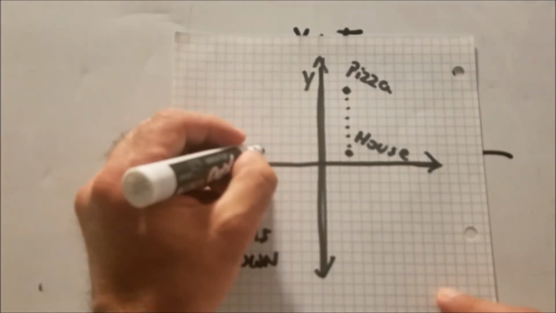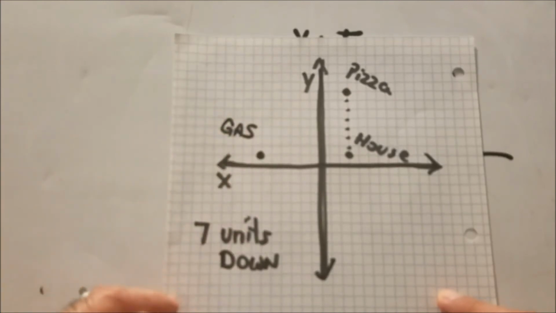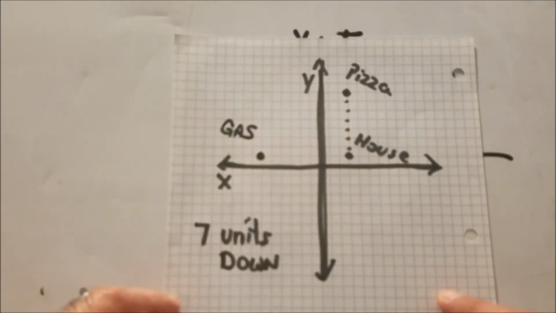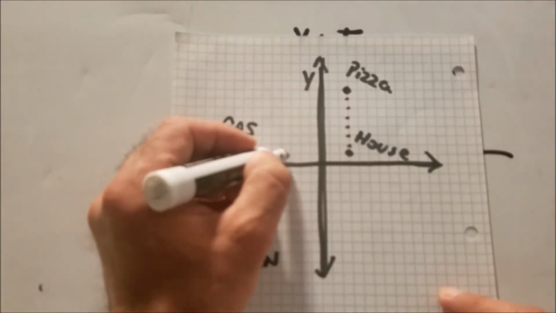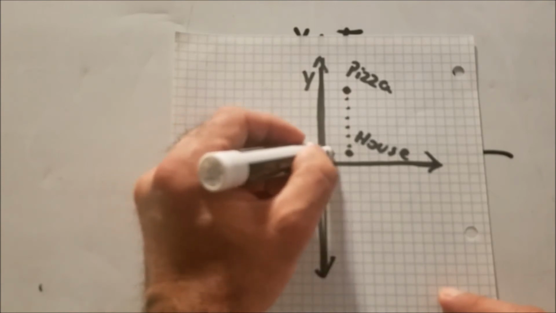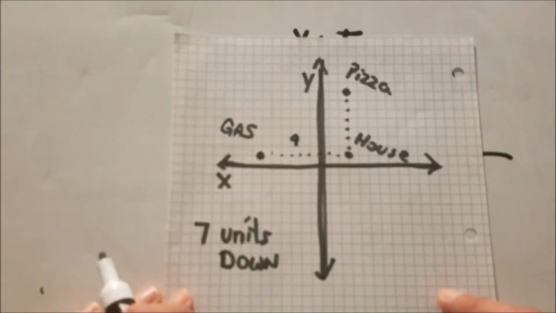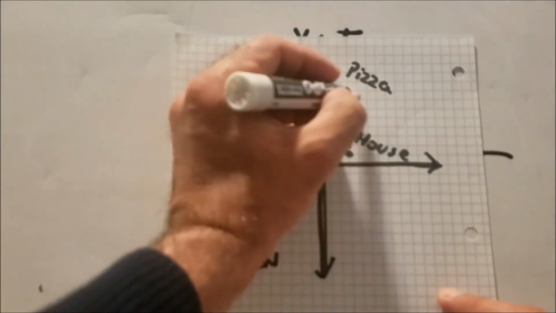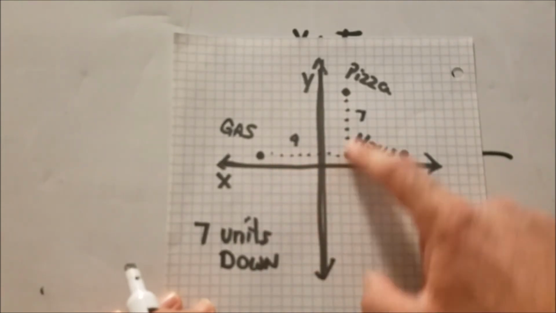Now, let's say we put something there, we say that's the gas station, right? How far is the gas station from the house? Now, you don't care about negatives right now. You just want to know how far in units. So count. 1, 2, 3, 4, 5, 6, 7, 8, 9. It's 9 units. Just put a 9 there. 9 units. And we know that was 7 units. So we know that the gas station is further away than the pizza parlor.